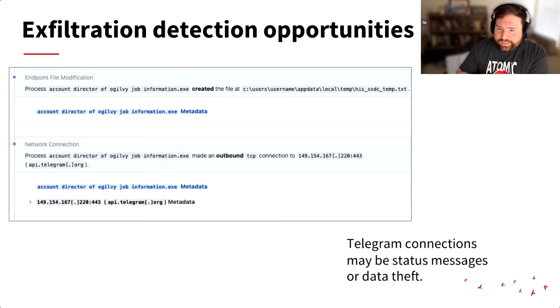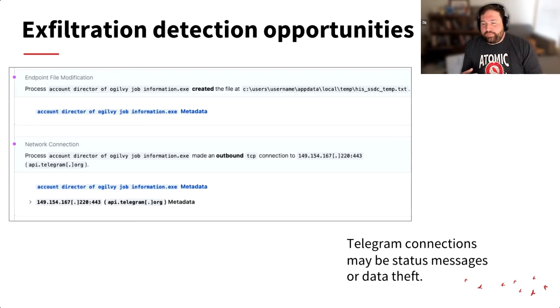A good example of this was Ducktail from last year. In this particular case, Ducktail was doing either a status check or an exfiltration, one or the other. This was something we couldn't tell the difference between with EDR because we didn't see what data was taken. However, we could definitely tell that there was a connection to Telegram.